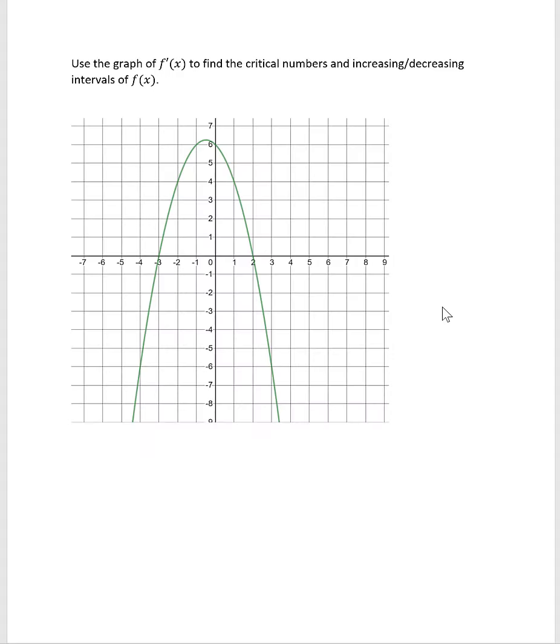This time I gave you the graph of the derivative, and we want to find the critical numbers, the increasing, decreasing intervals of the function. So we're going to take the derivative and figure out some things about the function. So we're starting with the critical numbers. Critical numbers is where the derivative is equal to 0. So that works like our x-intercept. So I have two of them. I have the critical numbers when x equals -3 and when x equals 2.